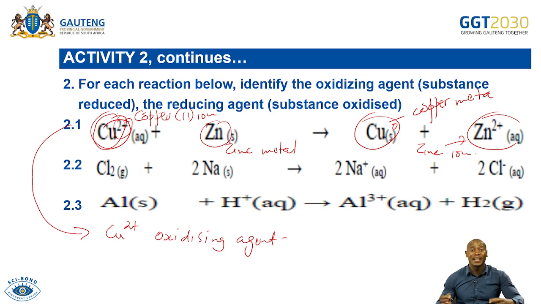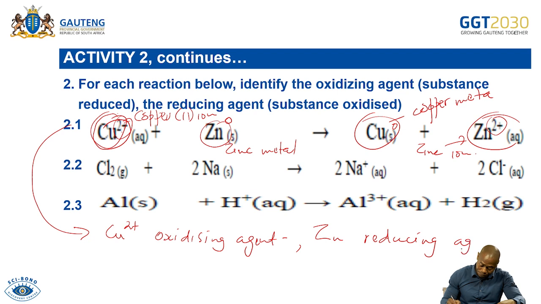Why am I saying oxidizing agent? You can see there's a decrease in oxidation number. If there's a decrease in oxidation number, it means that a substance is being reduced or gaining electrons, and a substance that gains electrons becomes the oxidizing agent. Then for zinc, it's 0 on this side and 2 on the other side. You can see there's an increase in oxidation number, which means that Zn becomes our reducing agent. Why reducing agent? There's an increase in oxidation number. It means that it's being oxidized, losing electrons. A substance that loses electrons is the reducing agent. I hope it's clear, right?